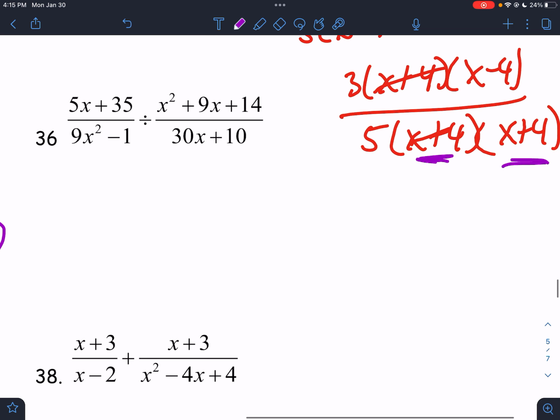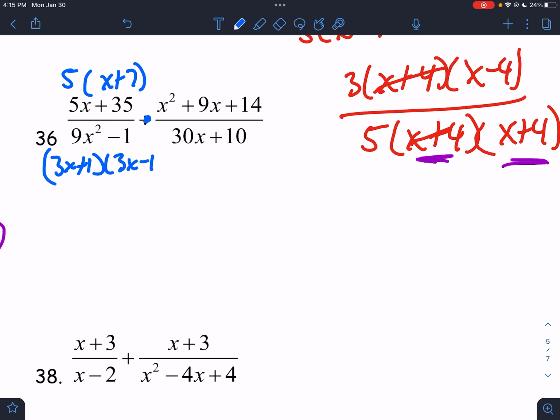All right, here we have division. Division is just multiplying by the reciprocal, but I'm going to factor first. Pull out a 5, that's x plus 7. This would be 3x plus 1, 3x minus 1. That's a difference of perfect squares. This would be x squared, what factors of 14, 7 and 2, (x plus 7) and (x plus 2). And then pull out a 10. This would be, if you pull out a 10, that would be 3x plus 1.